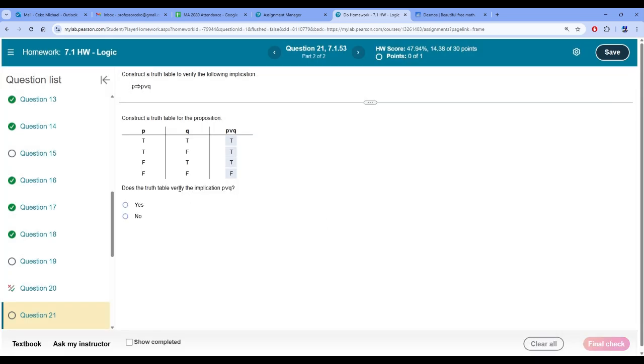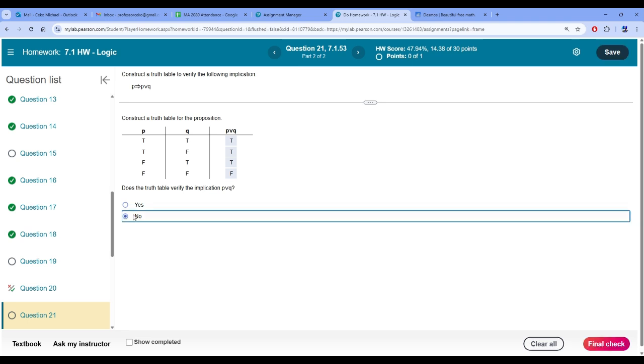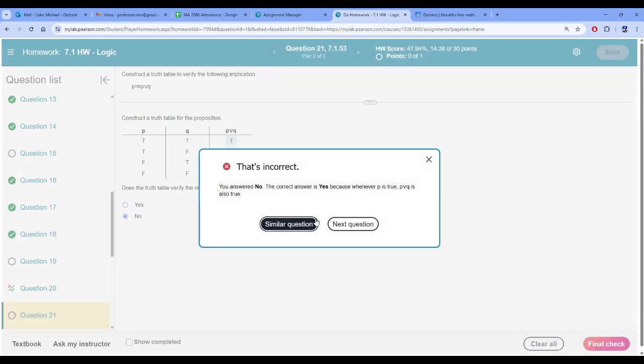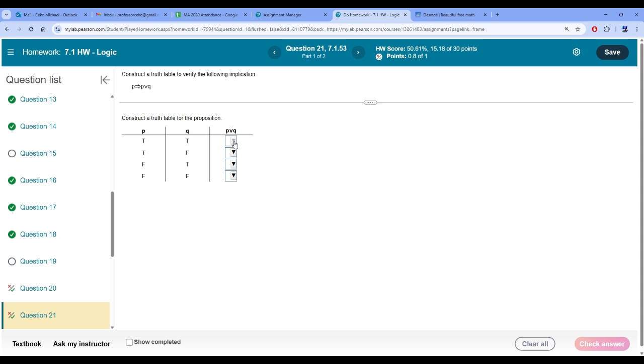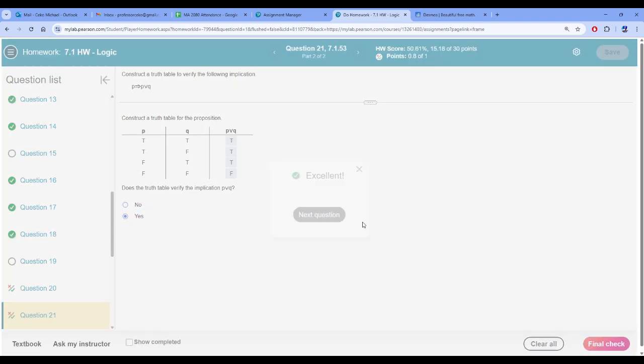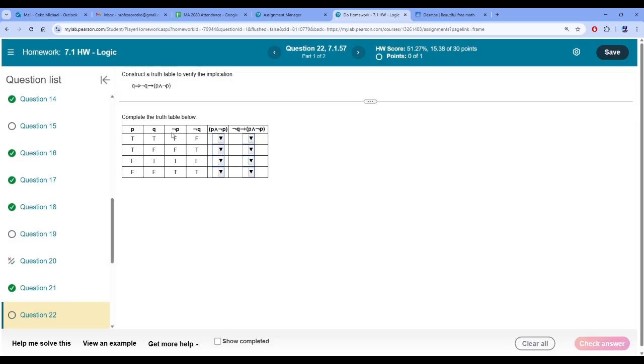Does this true verify the implication? I think it's no. Because whenever P is true, P and Q. Oh, so that's what we're checking. Okay. Similar question. Let's just do that. This is P and Q. True. Just again, or true, and that's false. And then does this, yes, because wherever P is true, Q is true. P or that one is true. Okay. Complete the truth table below. Q implies not Q, which then P and not Q.